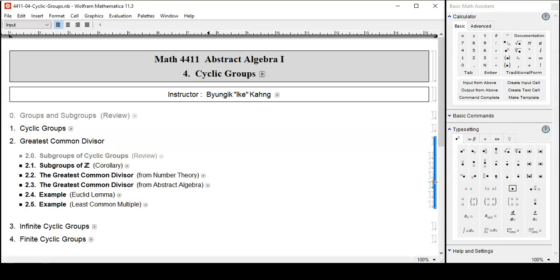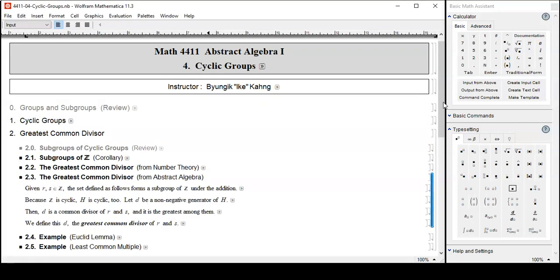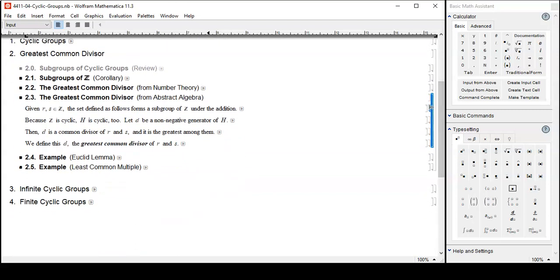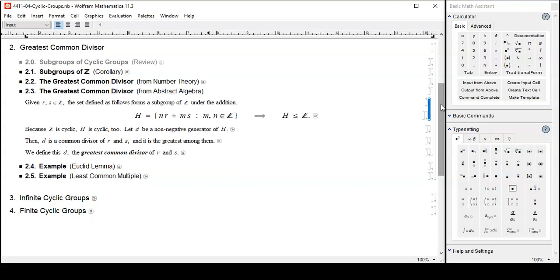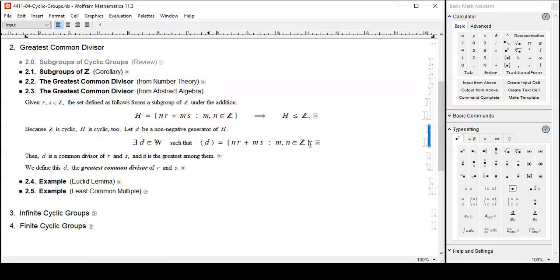We went through the greatest common divisor like this. Given a pair of integers R and S, we can form a set like this, the set of all linear combinations, NR plus MS form, where M and N are integers. Then you can prove that this is a subgroup. So it's a subgroup of a cyclic group, so it's cyclic and it must have a generator.